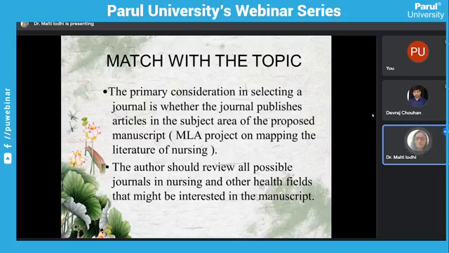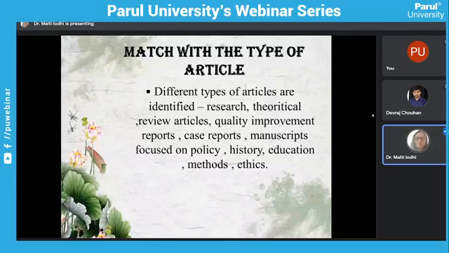Then the author should review all possible journals in nursing and other health fields that might be interested in the manuscript. The author should review other possible journals also. You can check your findings or your manuscript against the articles.